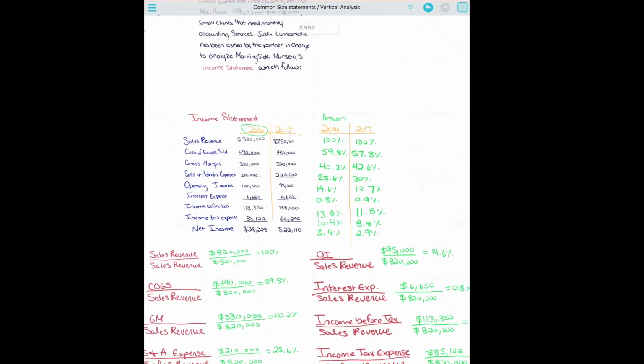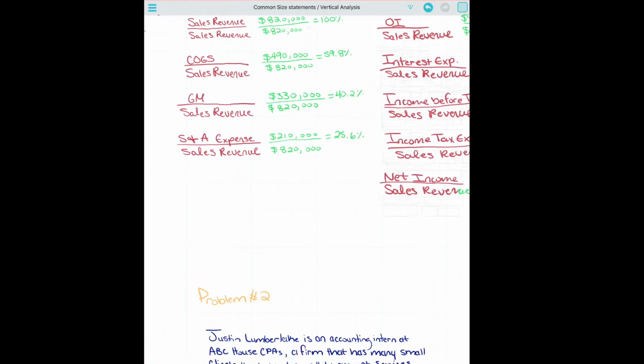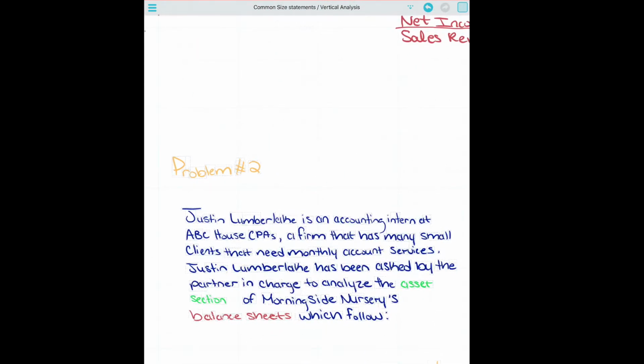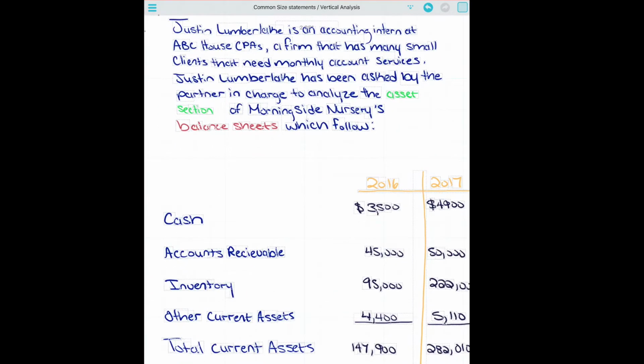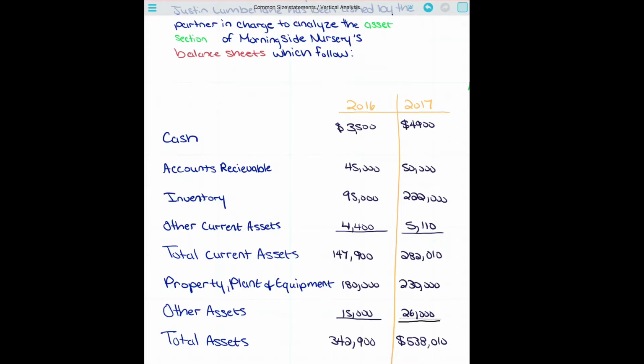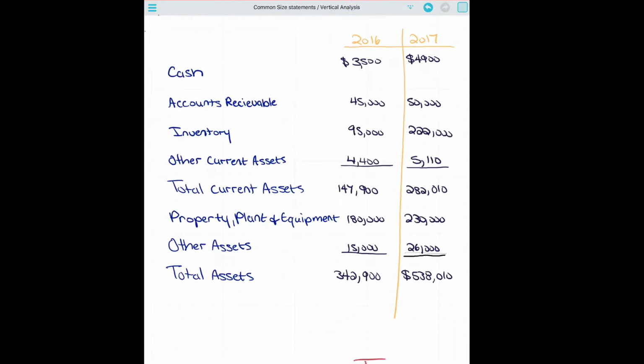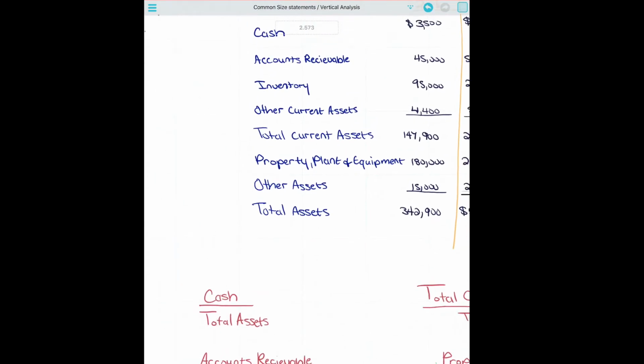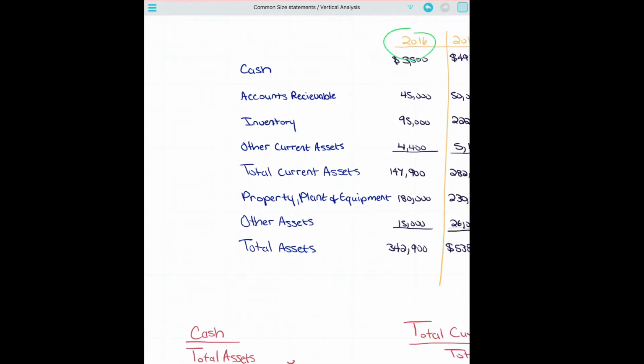All right, now moving on to the next question. Problem number 2. It's pretty much the same thing. It's just we're going to analyze the balance sheet and only part of the balance sheet. For time's sake, we're only going to do the asset section. So here it is again. This is only the asset section of the balance sheet, year 2016 and 2017. And we're going to go ahead and begin. So just 2016 we're going to be doing.